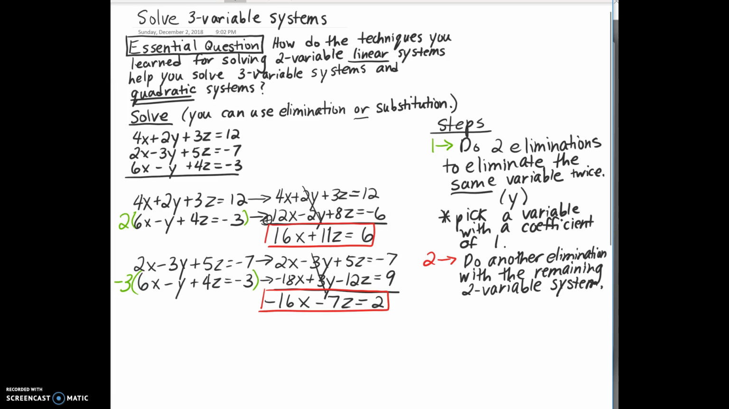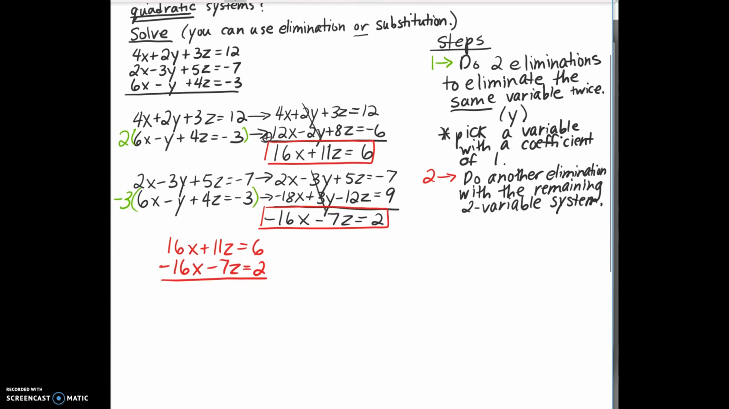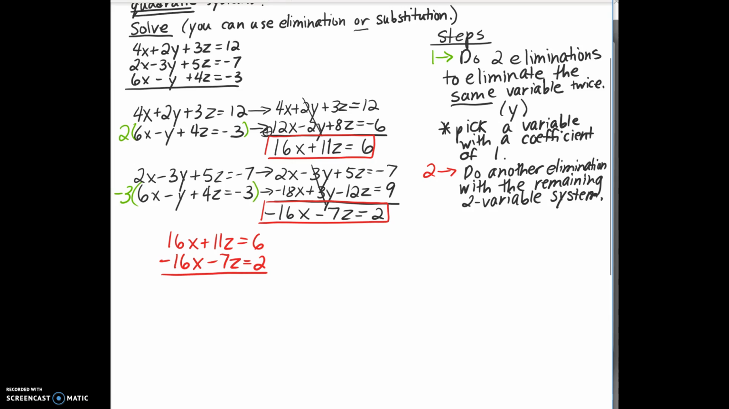So I'm taking the 16x plus 11z is equal to 6, and the negative 16x minus 7z is equal to 2. This does not work out always this nicely, but the awesome thing about this equation is we don't even have to do any multiplying like we did initially. The 16x and minus 16x will cancel. So we are left with 4z is equal to 8. If that doesn't happen, then you do your multiplying again to do your elimination, not a big deal. And then we're going to solve for the remaining variable.